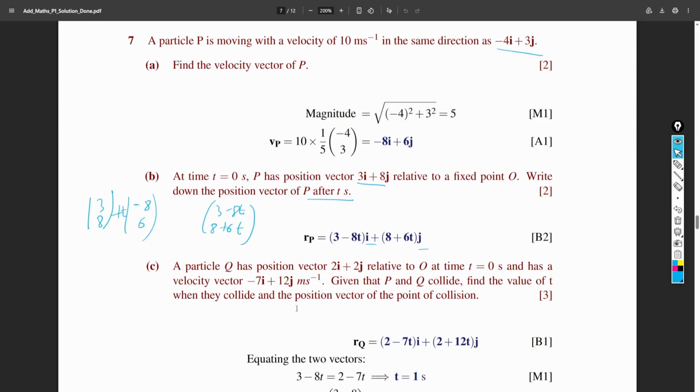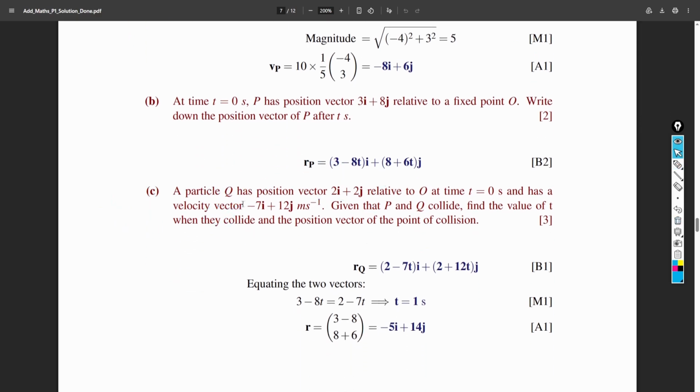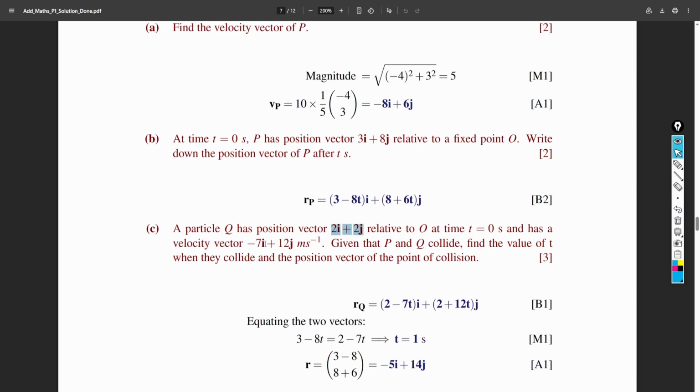So moving on, the next part, a particle q has this position vector and has this velocity vector. Again, we can find out the equation using the point and the direction. Given that p and q collide, find the value of t when they collide and the position vector of the point of collision. Okay. So firstly, these two particles will collide, right? And so when they collide, the x's and the y's will be the same. Both of the x's will be the same and both of the y's will be the same. But before that, we need to find out the equation of the vector q.